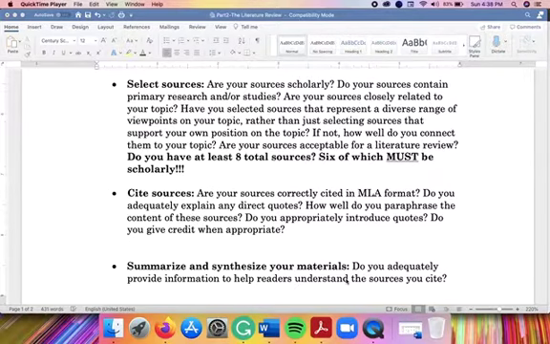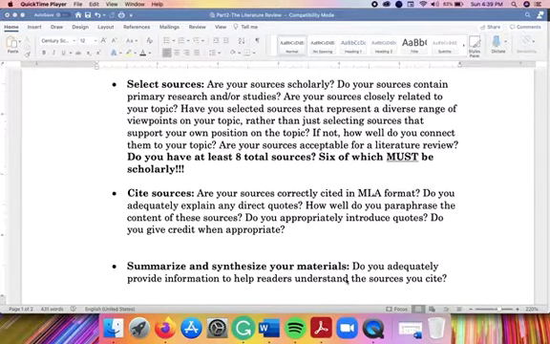Did you cite your sources? Because this is a literature review, you're going to need that appropriate MLA or APA format at the end, which is a works cited page, and we'll go over that correctly. Is that done? Do you adequately explain any direct quotes? How do you paraphrase content of these sources, or how well do you paraphrase?